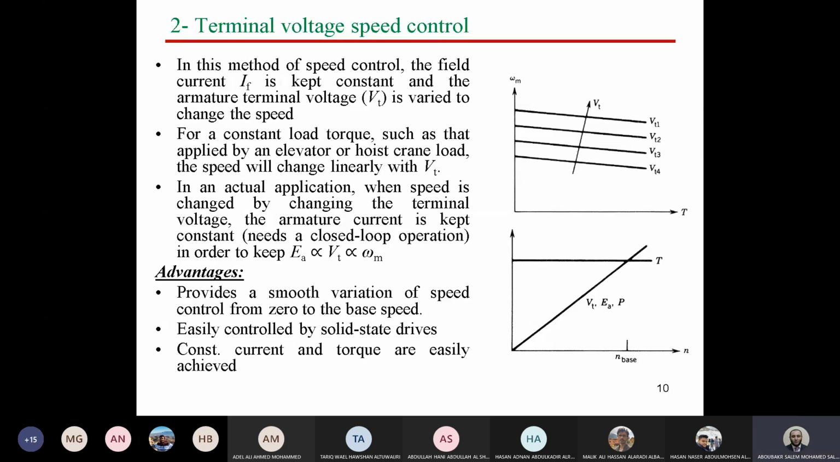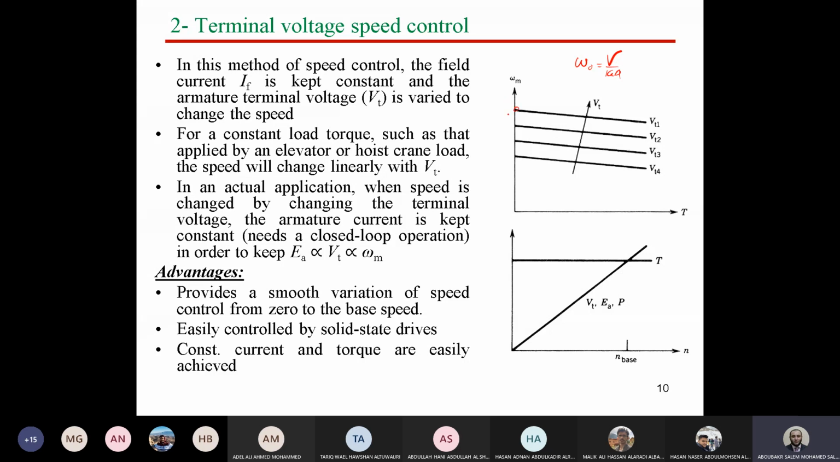Okay, let's see together how we can change the voltage and what the effect of the voltage is. How we can change the voltage may be discussed in the next classes, but today we will discuss the effect of changing voltage. As you can see here, if we have a certain voltage VT1 and we reduce the voltage, you will find that the no load speed equals V over Ka-phi. So if you reduce V, the no load speed will be decreased.